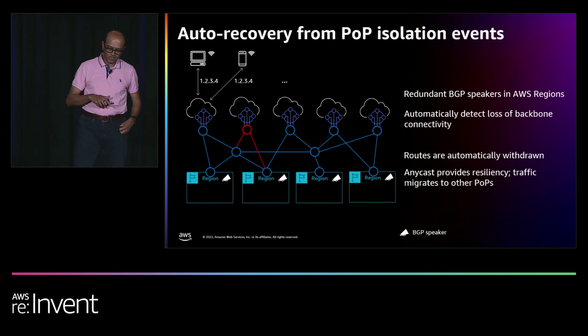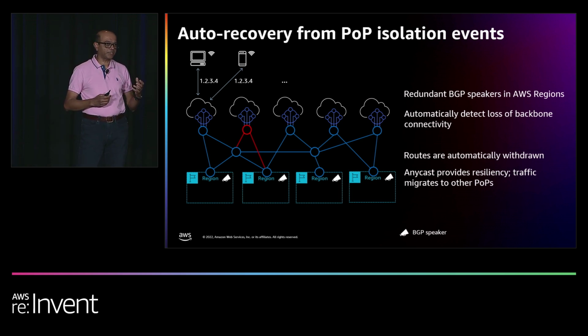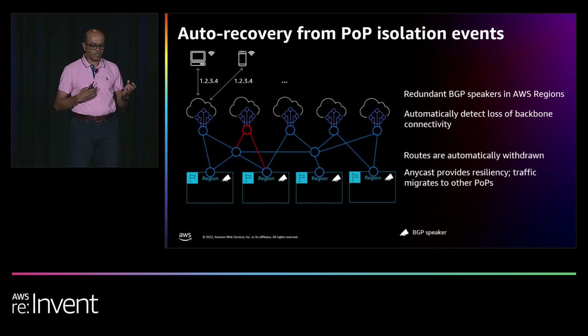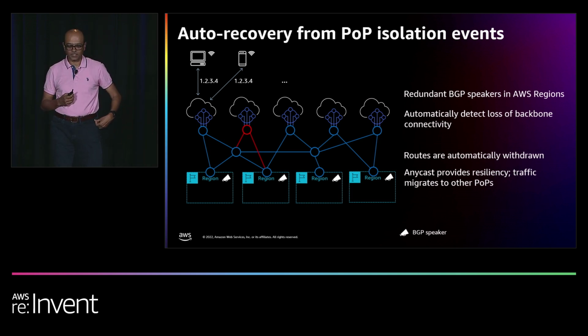And so this year, we did something even better so that availability could be further maximized. We have now moved the BGP speakers from the edge location into the region. And so we now have redundant BGP speakers running in multiple AWS regions. And the route controller that manages these prefixes automatically detects a loss in backbone connectivity, and when that happens, makes sure that the BGP routes are withdrawn, and then cache redundancy kicks in, and as you can see, the client traffic gets sent to the next nearest POP.